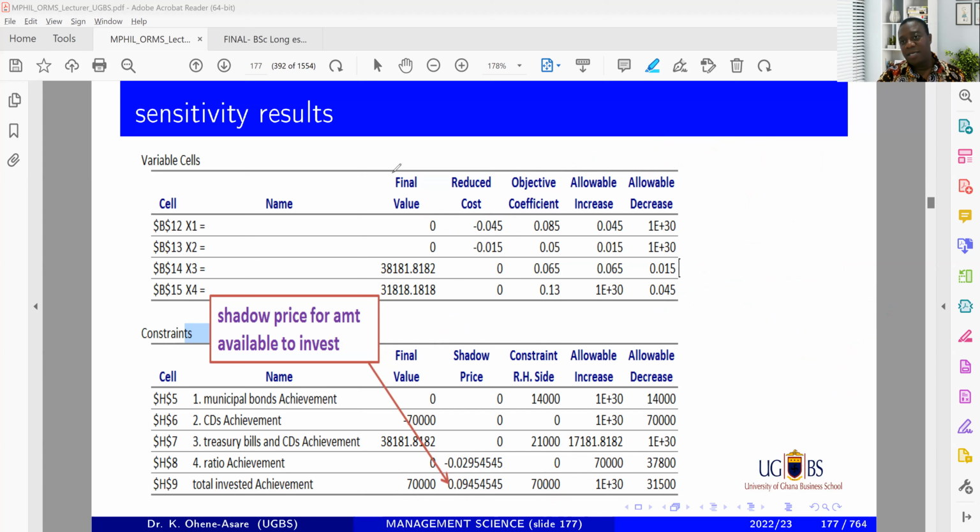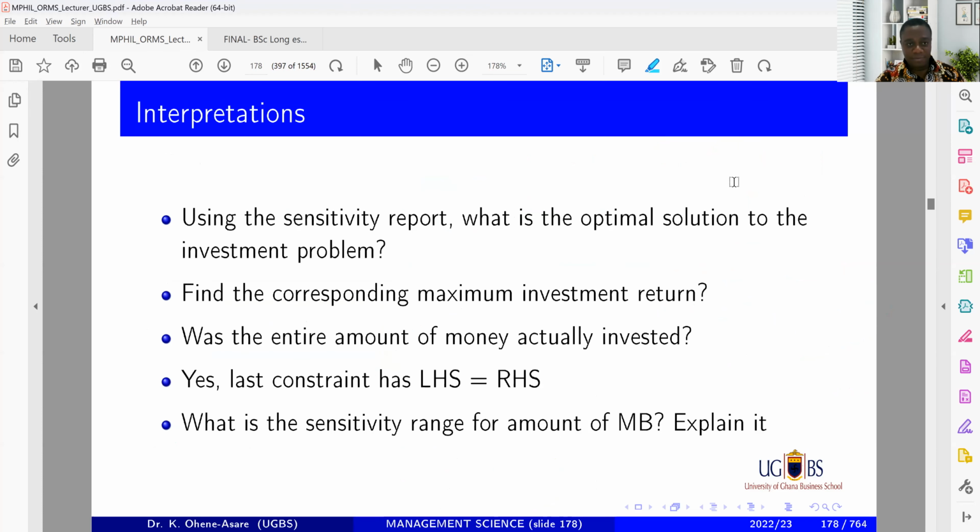These are very, very important analyses that you should know. Let's go to the next one.